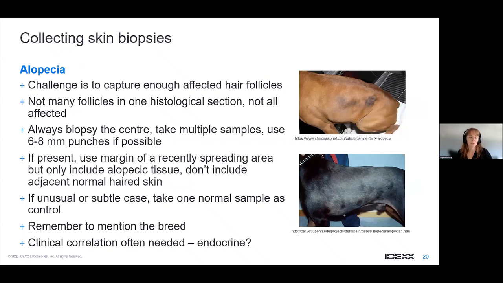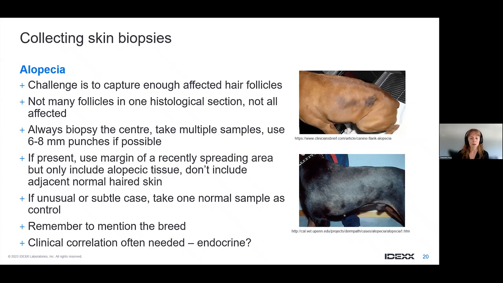We have very specific, sometimes very complicated cases of alopecia, where the challenge is actually to capture enough of the affected hair follicles. The problem is that depending on the area, some of the histological sections don't have many follicles anyway, and out of these, not all of them might be affected with the same severity. In these cases, it's really important to biopsy the center of the lesions, take multiple samples, and use large punches as well.